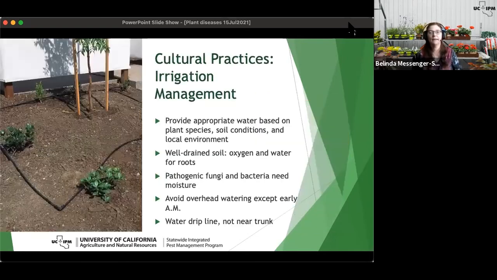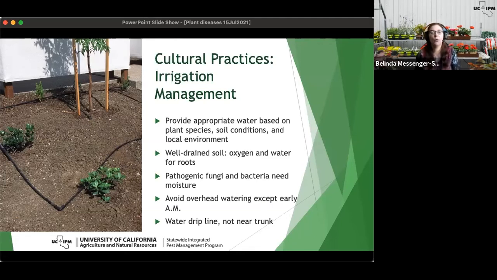Okay, next, another cultural practice is irrigation management. Proper irrigation is going to help prevent plant disease. So what do I mean by proper irrigation? You need to know your plants. How much water does that plant need? What kind of soil do you have? Does it drain quickly? Does it drain slowly? And then the local climate you're growing in, that will help you water properly.